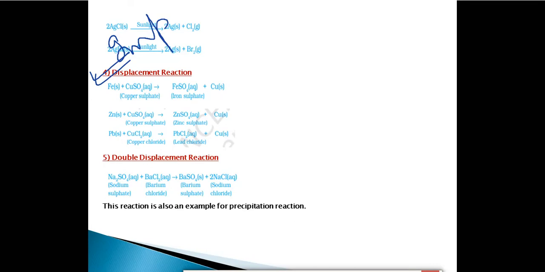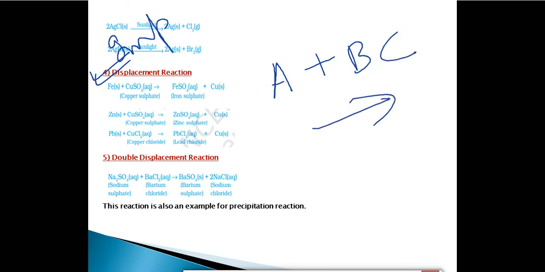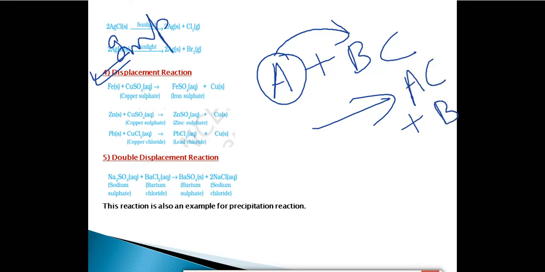So what is displacement reaction? In displacement reaction, the more reactive element will displace the less reactive element from its salt solution. For example, we have this reaction. In this reaction, element A is more reactive than B. So what will element A do? It will displace B from its salt solution and take its place, and it will form a product AC and B will come out from the reaction. So this is your displacement reaction. The more reactive element will displace the less reactive element from its salt solution.